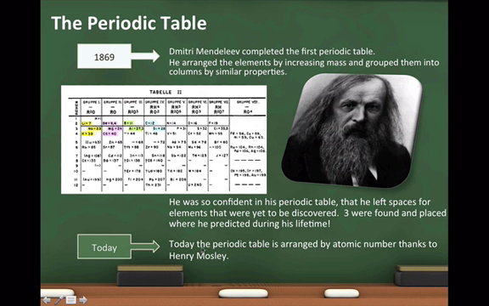Today, our periodic table looks a little different because we don't order by atomic mass, we order by atomic number, and that's due to Henry Moseley, who found the proton.